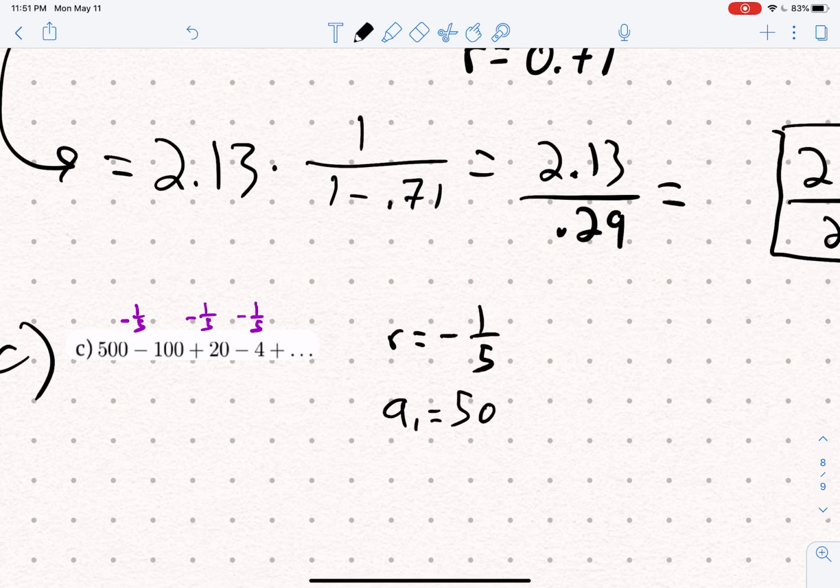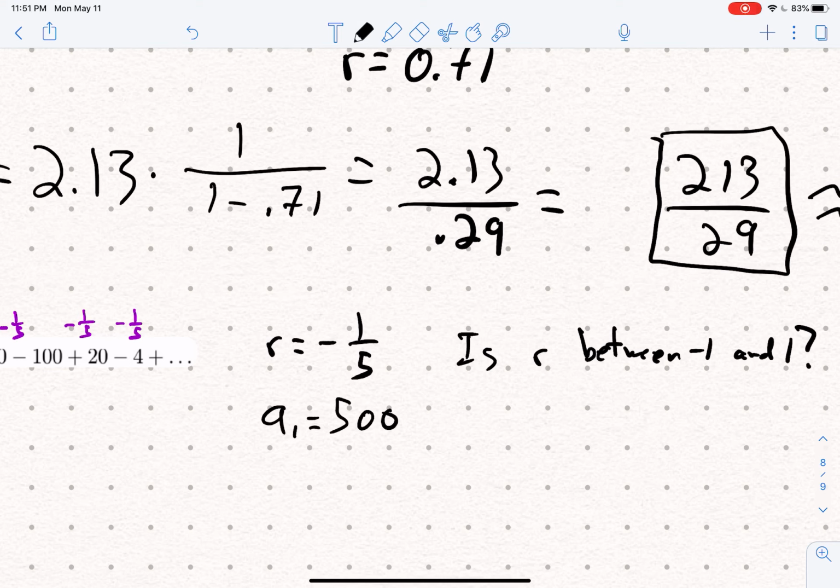Now, question, is R between minus 1 and 1? Because you can only add up a series if the ratio is between negative 1 and 1. Here R is a negative number, but it's negative 1/5. That's negative 0.2, and that is indeed between minus 1 and 1, which means that we are allowed to use this formula. Yes, we can use the formula. So let's go ahead and plug in.